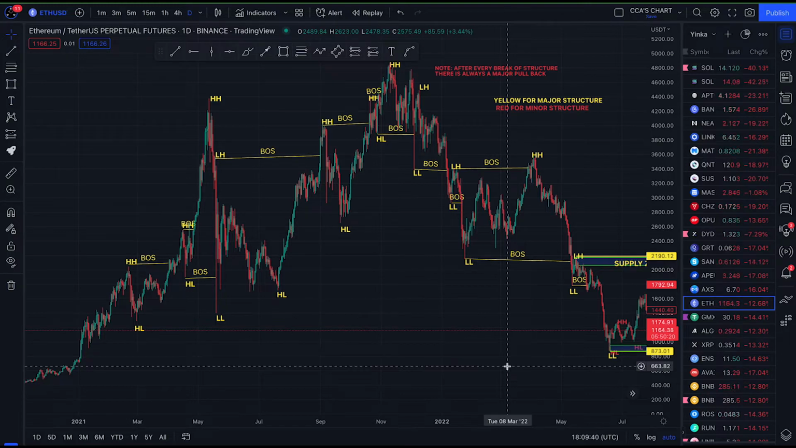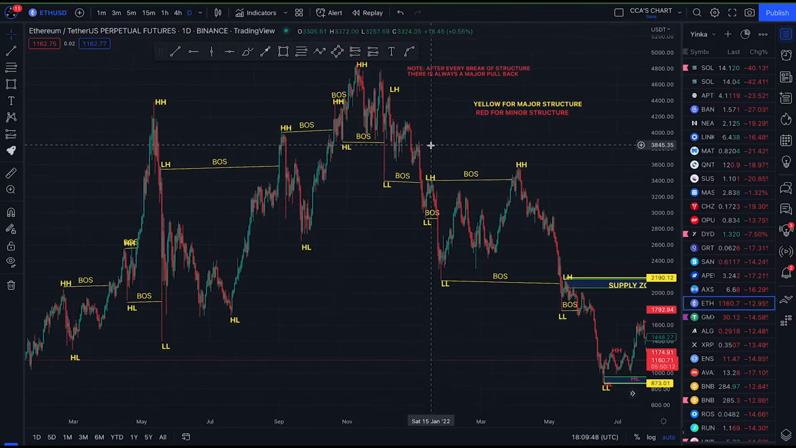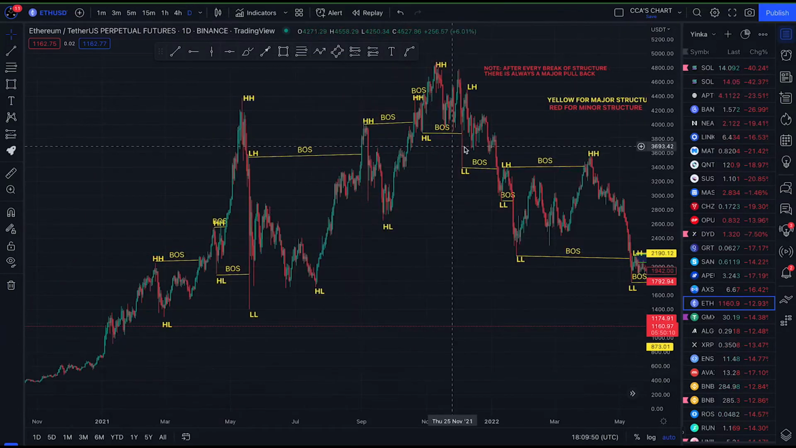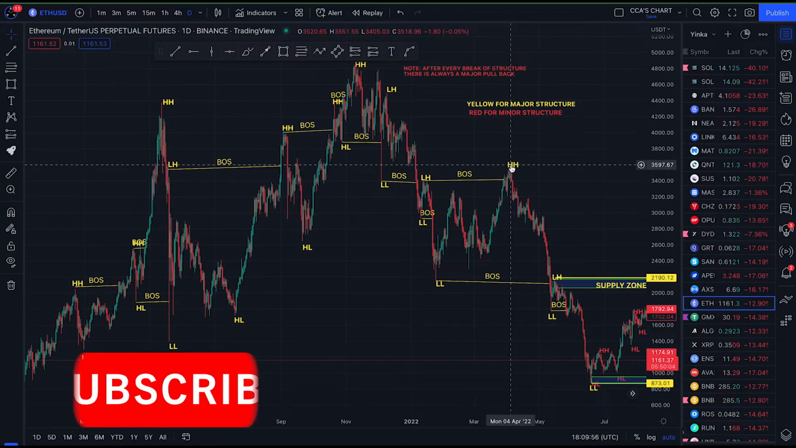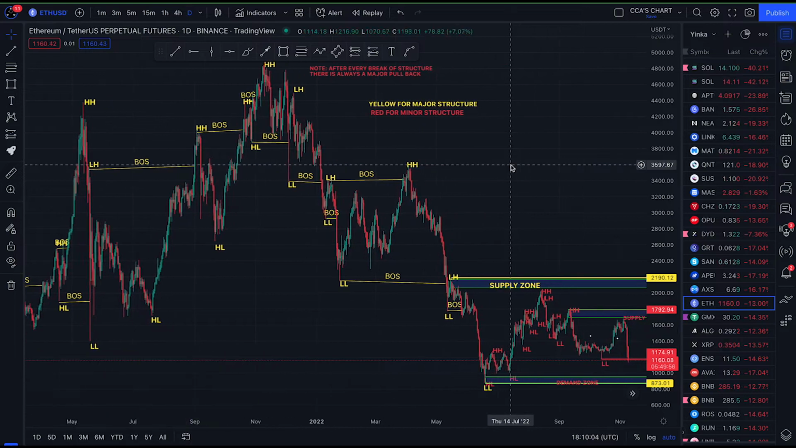In this section, I'll be analyzing Ethereum, the second largest coin in the cryptocurrency space. Welcome to the Ethereum price chart. I've already mapped out the market structure, so I will be analyzing it. I will let you know the current position we are on the Ethereum price chart.